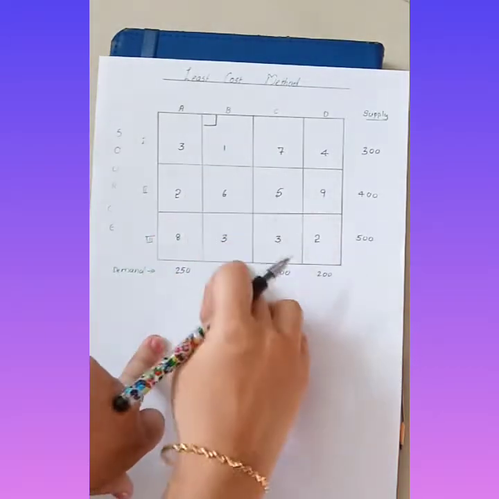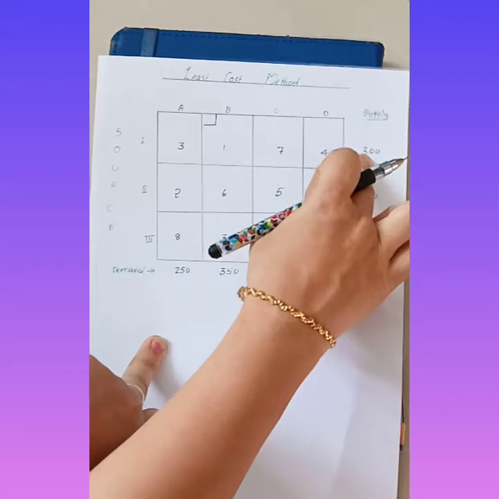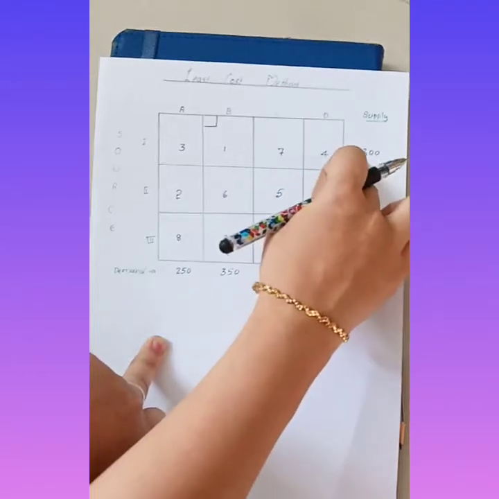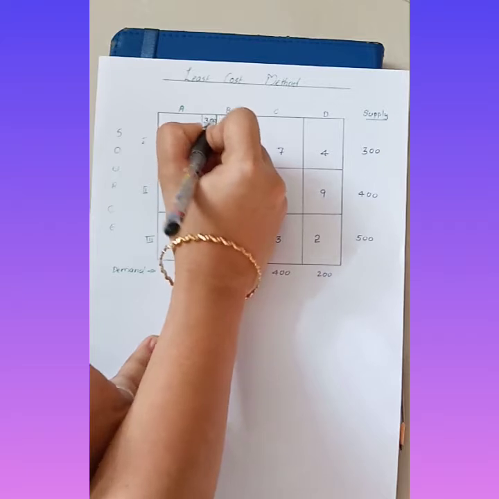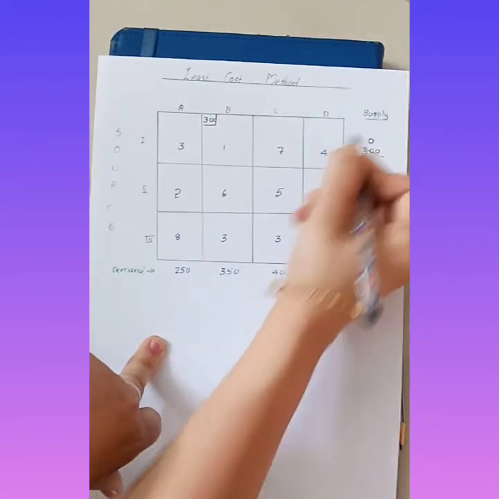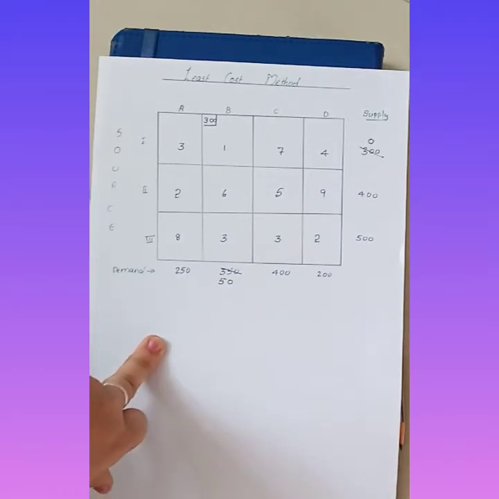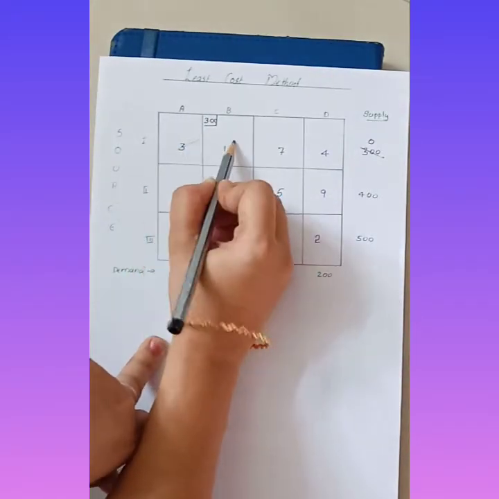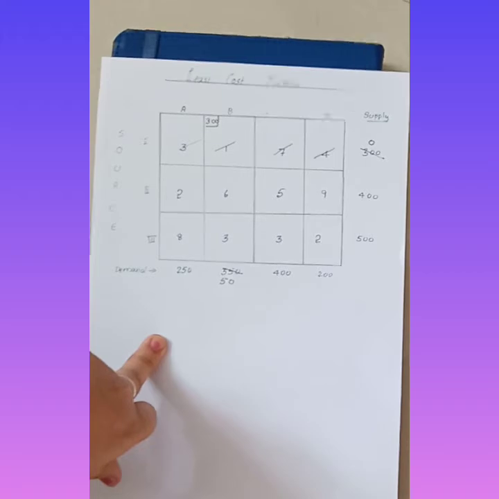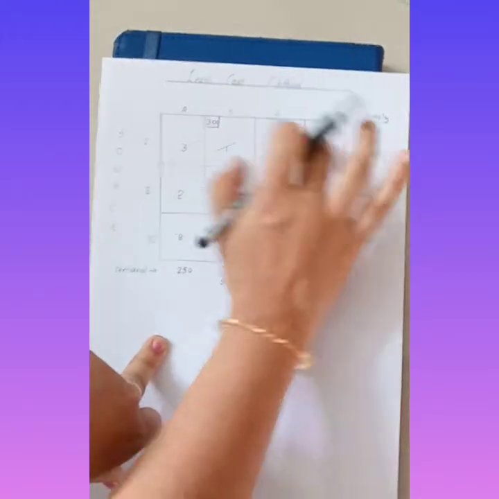Now look at the demand and supply. Demand is 350 and supply is 300. Which is the lowest value? It is supply, that is 300. So you have to allocate 300 here and put this as 0. So this 350 will become 50. Now your row is 0, so you can strike off this particular row. Is that clear?